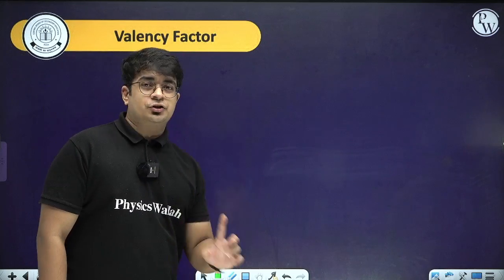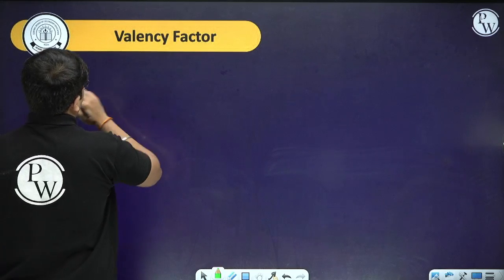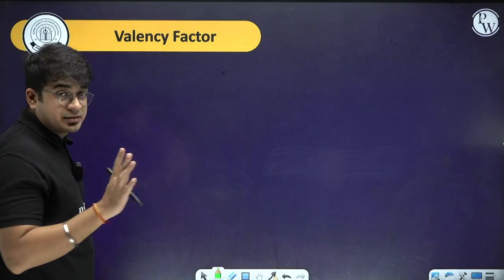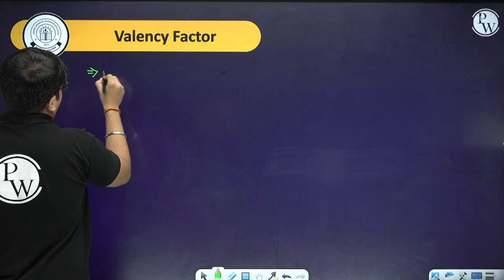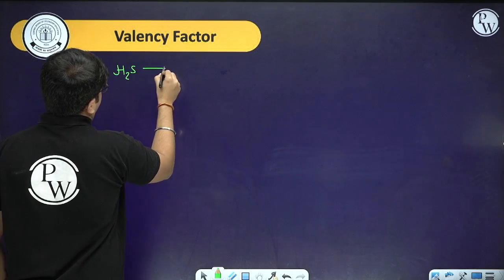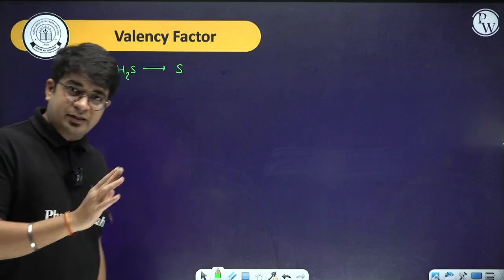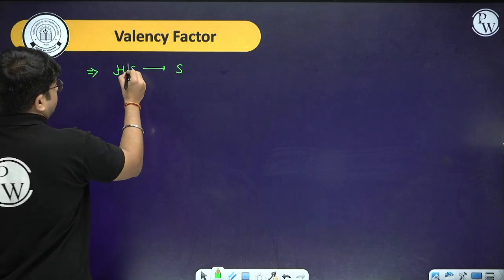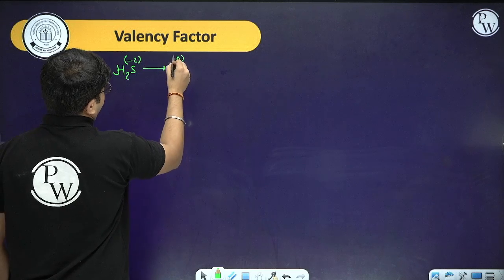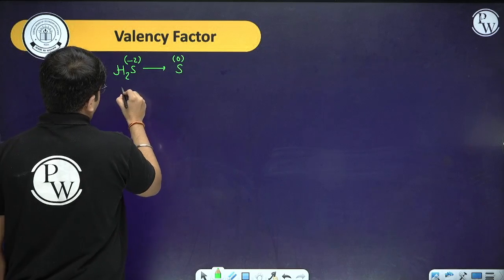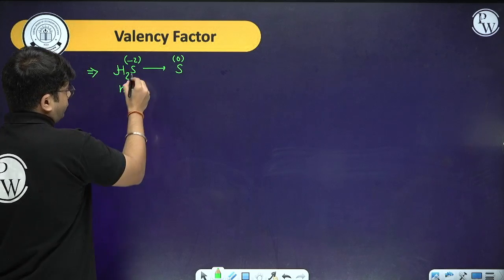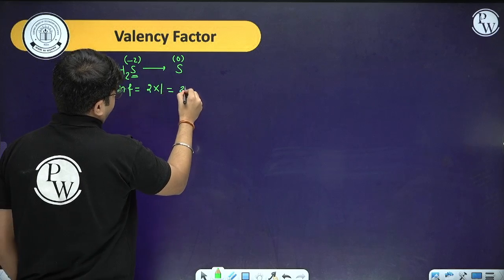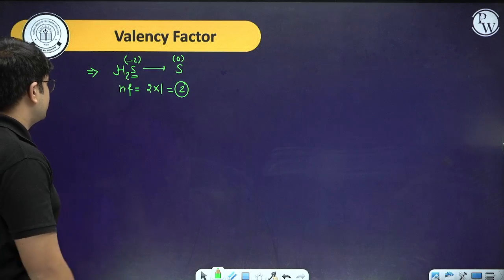Now the next part is the calculation of n factor. Let's take a very simple example: we have H2S and it is converting into sulfur, and you can calculate n factor for forward and backward reaction, and both are going to be different. In this particular case, the charge is -2, this part is 0. If you calculate the n factor of sulfur only, the change in oxidation state is 2. How many atoms of sulfur are there? 1. So n factor will be 2 in this case.